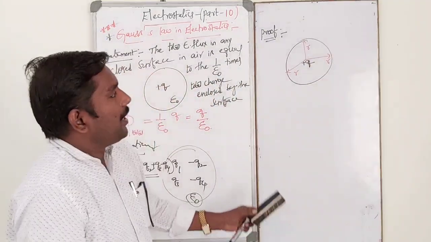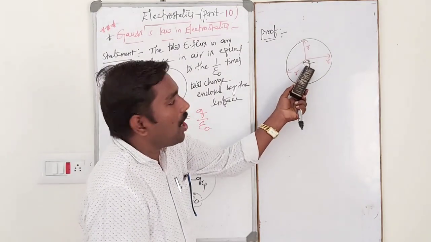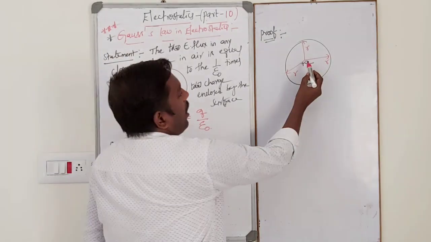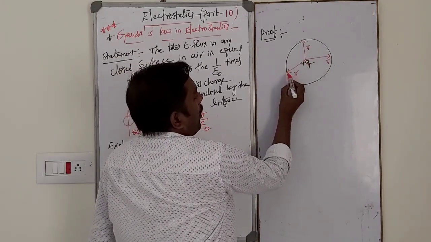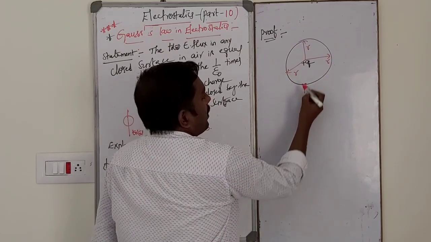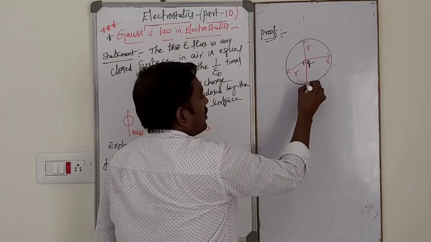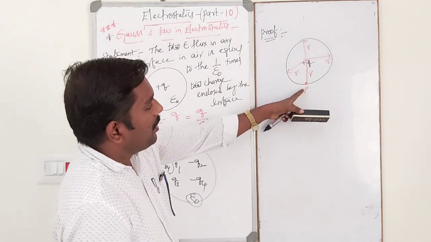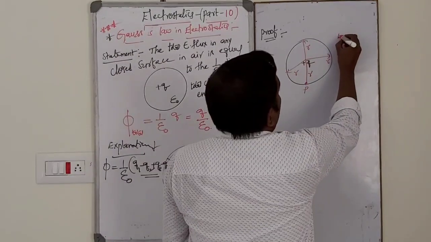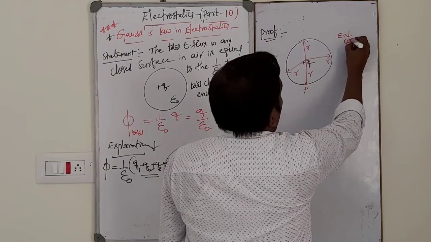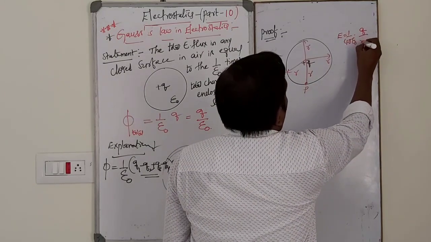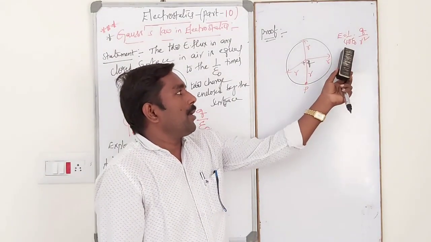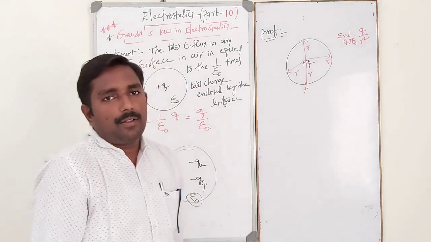See, dear students, the electric field due to the charge on its surface is the same anywhere. I want the electric field at the point P, at a distance R from the charge. Electric field is equal to 1 over 4 pi epsilon naught Q divided by R square. Already we know the electric field due to a point charge.